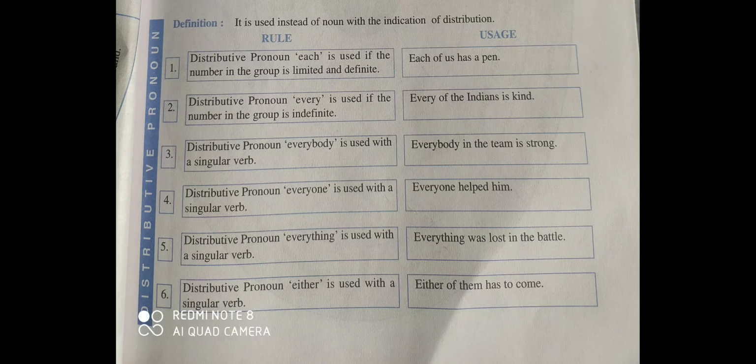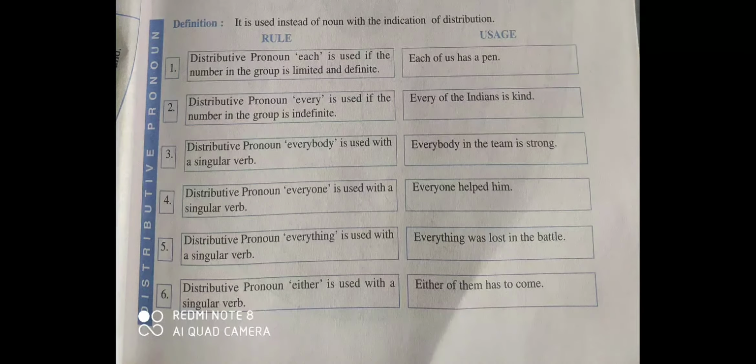Now, distributive pronouns. Distribution is known to you, that is, to distribute between two or more, or among more. For example, distributive pronoun each is used if the number in the group is limited and definite. For example, each of us has a pen, and there are 5 people or 10 people, and we say about them. Distributive pronoun every is used if the number in the group is indefinite. For example, every other Indian is kind. That is, there are so many, the population of India is too much, and we say about everybody. At that time we can use every.